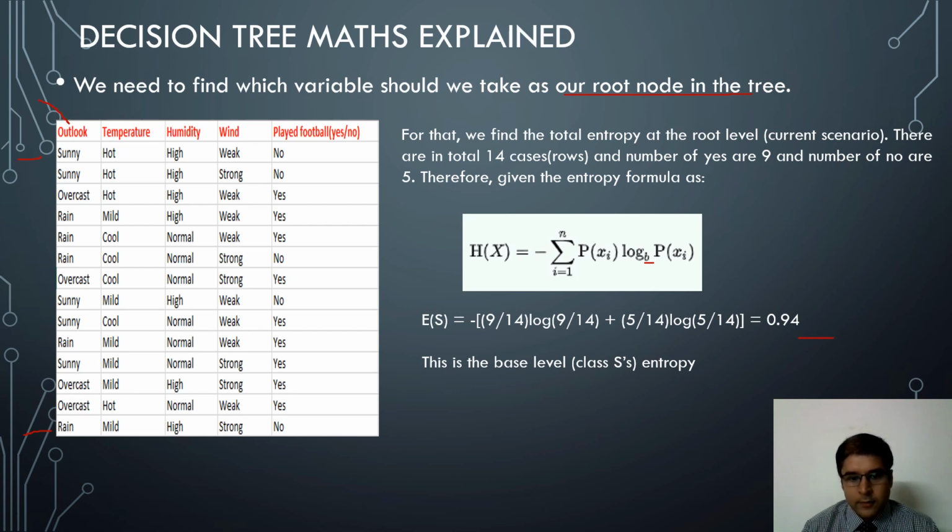So basically what's happening is, this is the probability of yes, 9 by 14, that is 9 yes out of 14 total cases, and log of p(xi), that is log 9 by 14 again, and it is a summation here, so we have to take the no class as well. Its probability will also be taken, so 5 by 14 log 5 by 14, and all in minus, so it will be 0.94. So this is the base class, or class S's entropy. So this is the main entropy at the current situation.